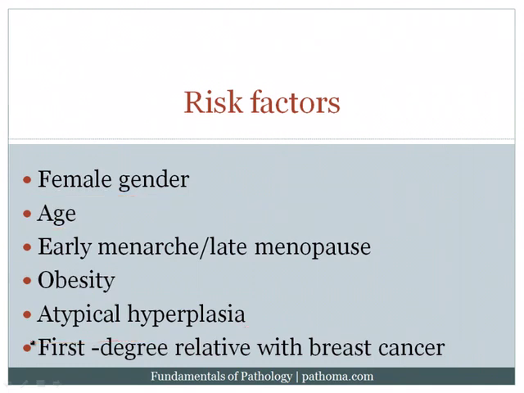And then finally, one of the risk factors is family history, in particular first-degree relative with breast cancer. And it's important to note here who the first-degree relatives are. So they include sister, mother, and daughter. Sister, mother, daughter. Those are the 3 first-degree relatives.